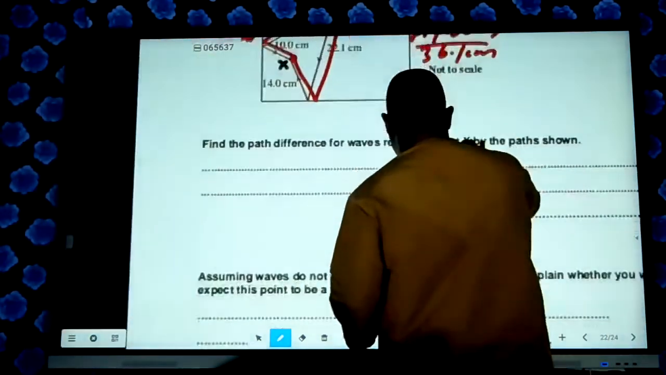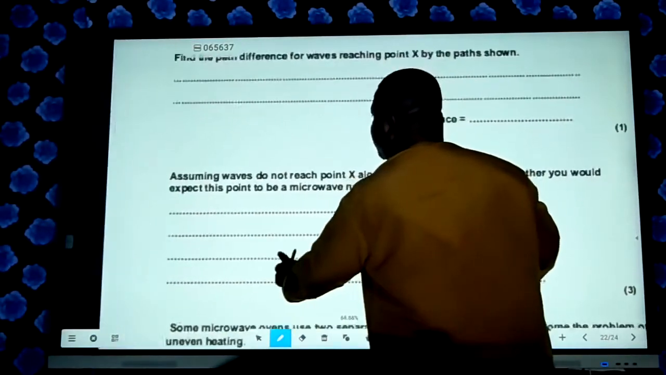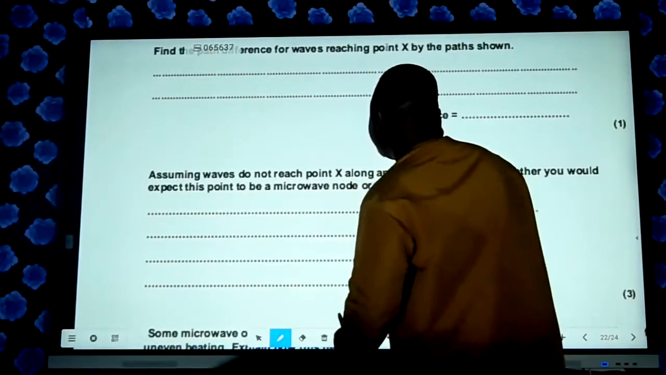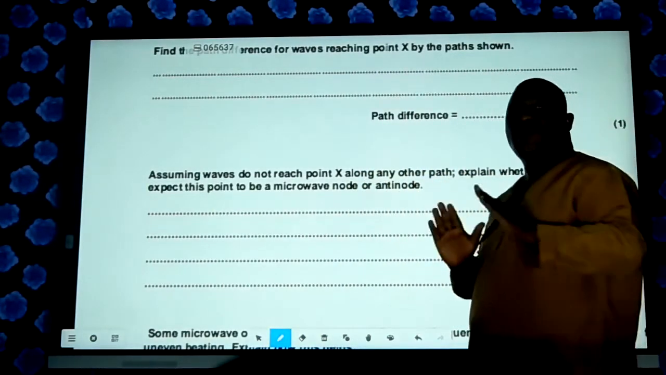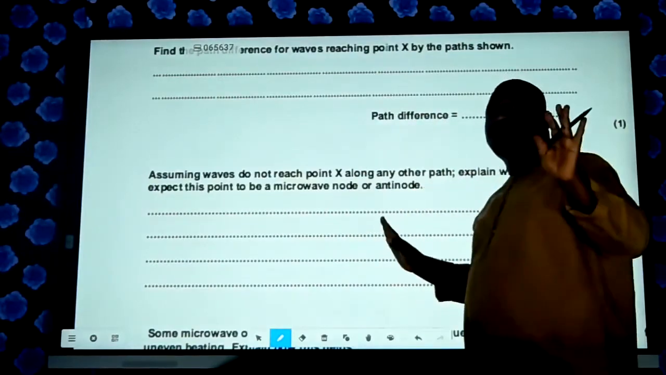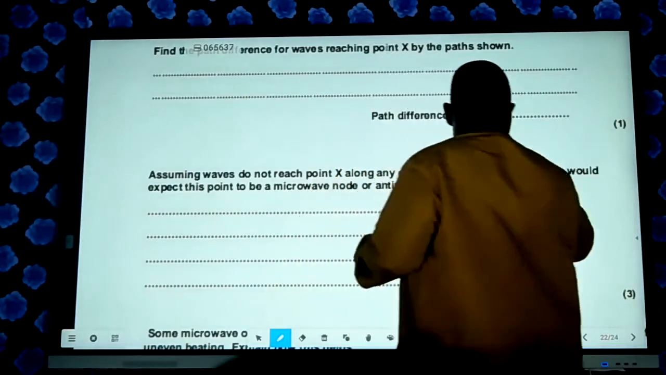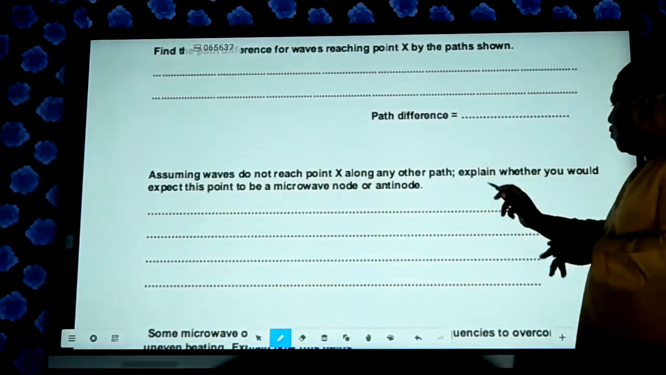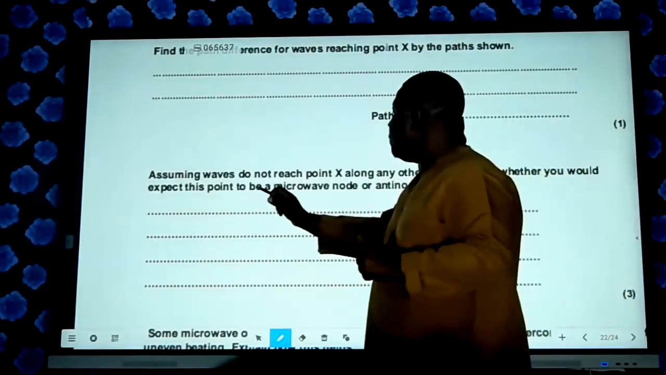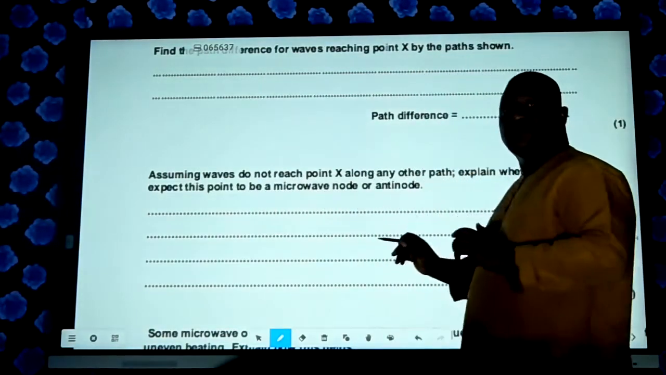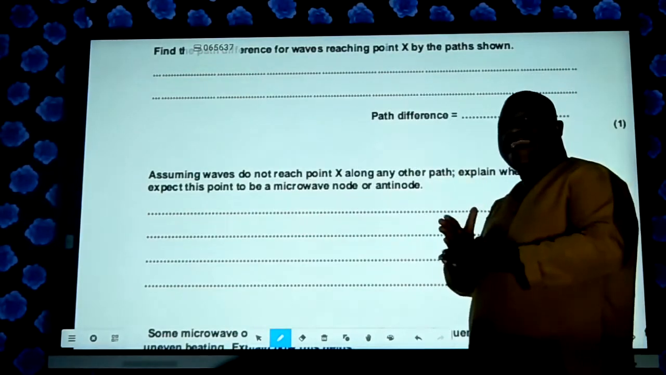Now, what is the next thing after the path difference? It's now telling us the next thing is assuming waves do not reach point X along any other path. Assuming the microwave does not reach that point from any other path, it's asking us to explain whether you would expect this point to be a microwave node or antinode.